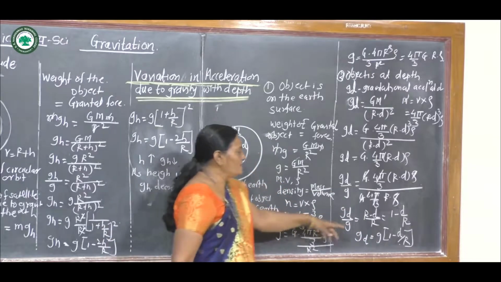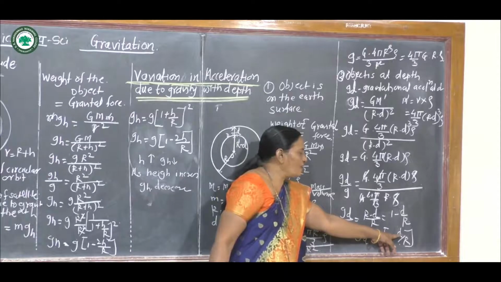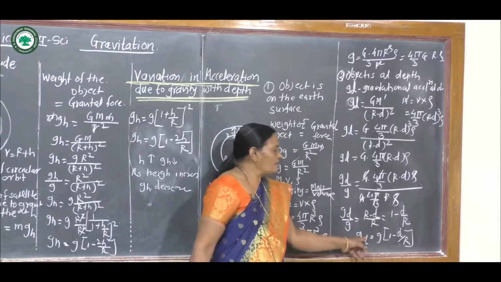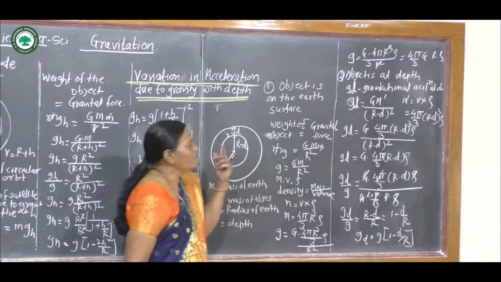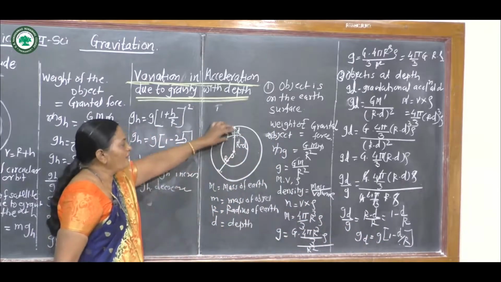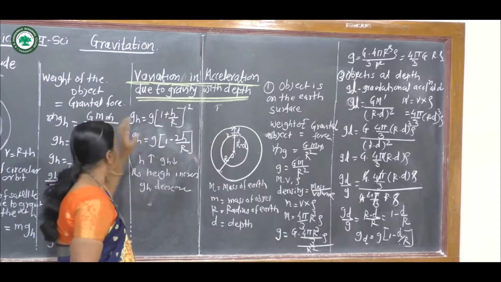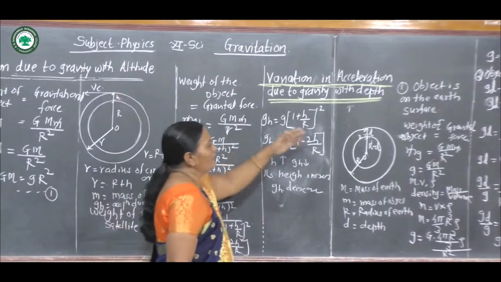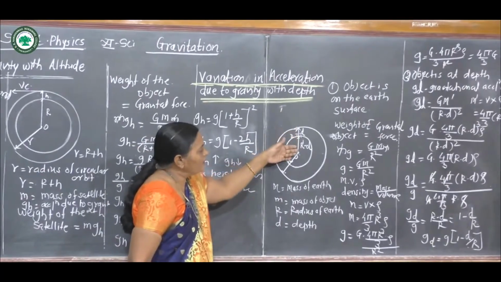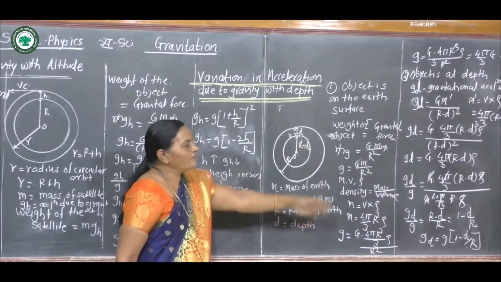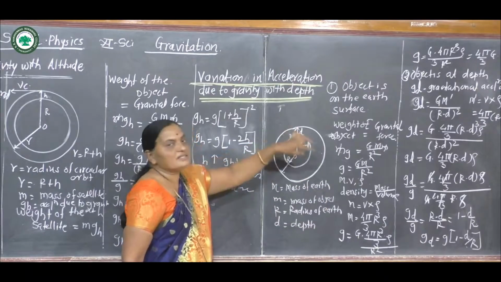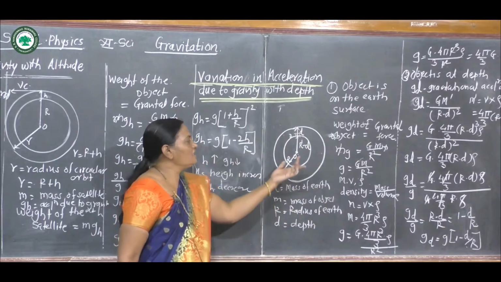Now in this case, as the depth increases, this value increases and g, that is gravitational acceleration, decreases. That is, in both cases, if the height increases, gravitational acceleration decreases. Here, as the depth increases, the acceleration due to gravity decreases, and at the center the acceleration due to gravity is 0.